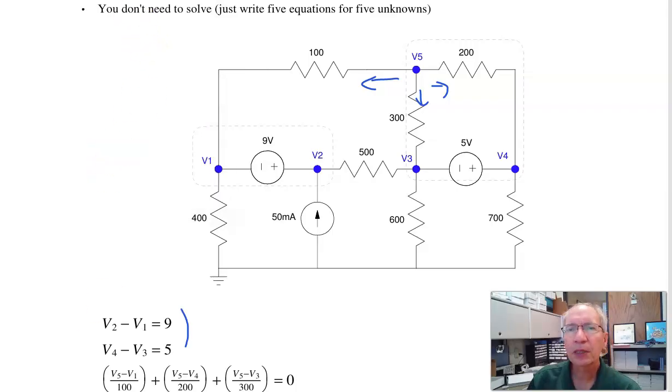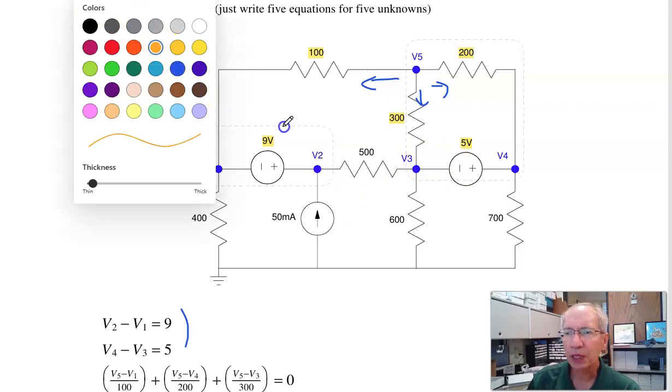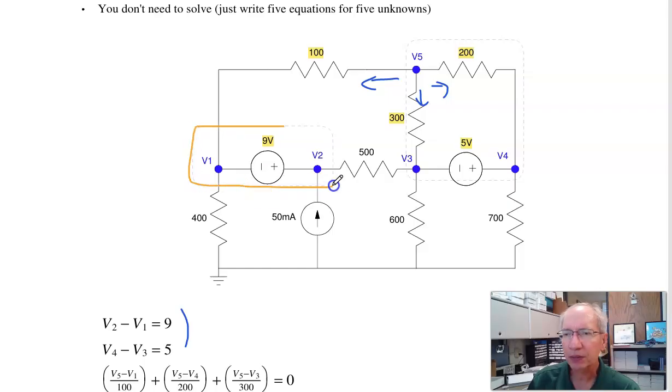So if we look at the previous equations, the stuff I've taken into account are the 9-volt source, the 5-volt source, these 3 resistors. My last 2 equations have to include everyone else. So that's my supernodes. One supernode I could draw right here around this source. That'll take into account the 400 ohms, the 50 milliamps, and the 500 ohms.